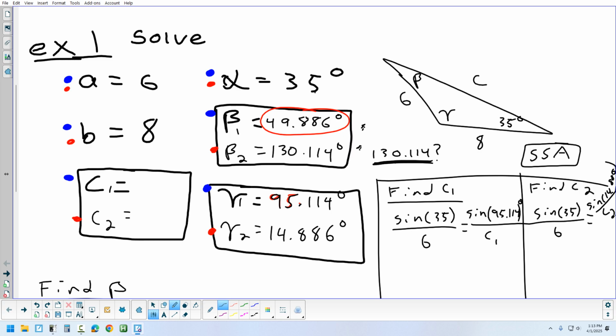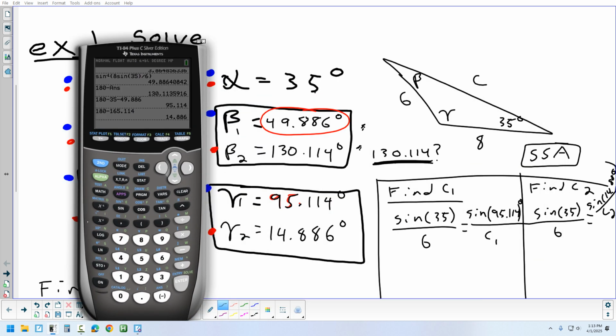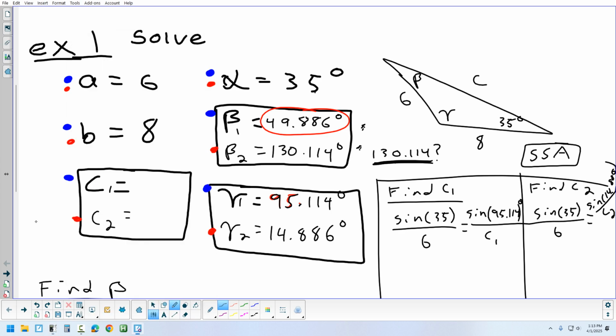All right, so we're going to cross multiply on both, and that will get C1 by itself. So what am I going to type in when I do C1? 6 sine 95.114 divided by the sine of 35. That gives me 10.419. Don't put a degree symbol on that because it's not an angle, it's a side.